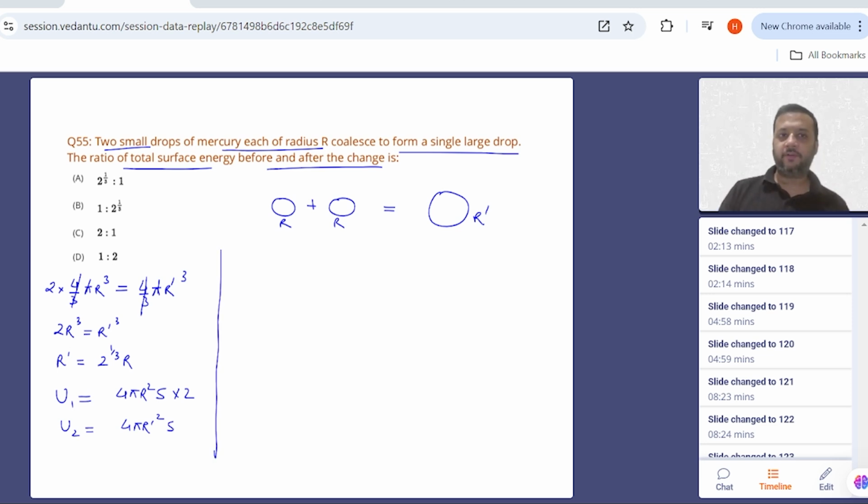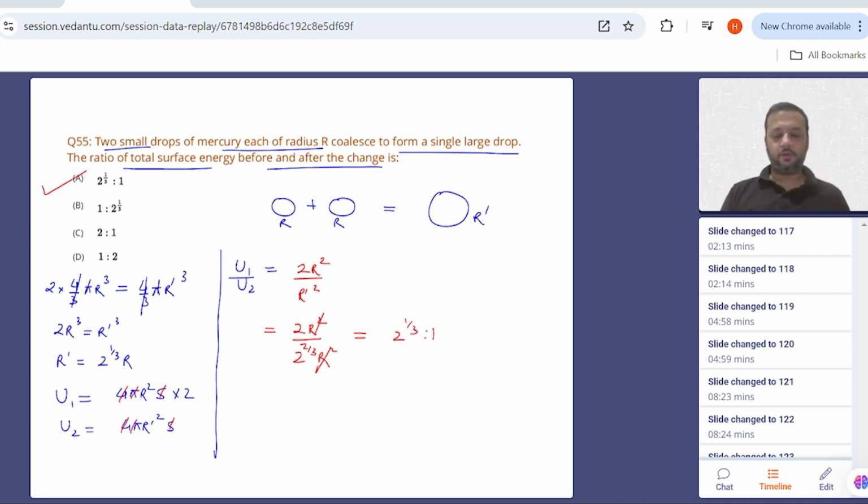Okay, so we have to find the ratio of surface energy before and after. That means we have to find the ratio of U1 and U2. If you do the ratio of U1 and U2, you can very well see that 4 pi into S will get cancelled. You will be left with 2r square upon r dash square. Now the value of r dash can be put from here. If you square r dash, you will get 2 to the power 2 by 3 into r square. So r square will get cancelled, and we will be left with 2 to the power 1 by 3 is to 1, which means option A is the correct answer for this question.